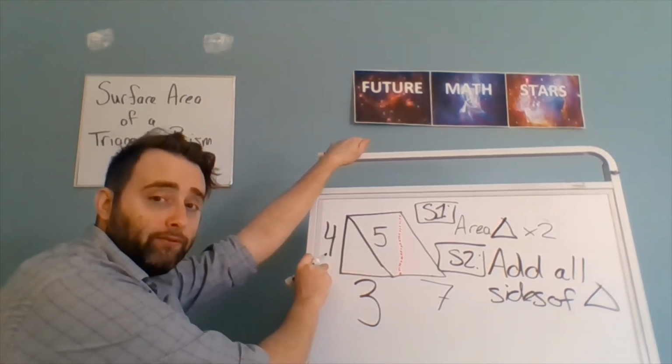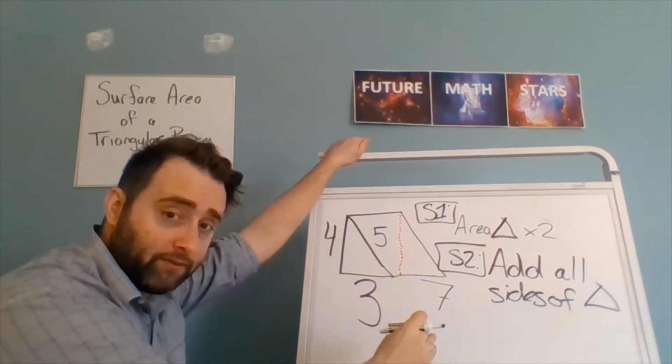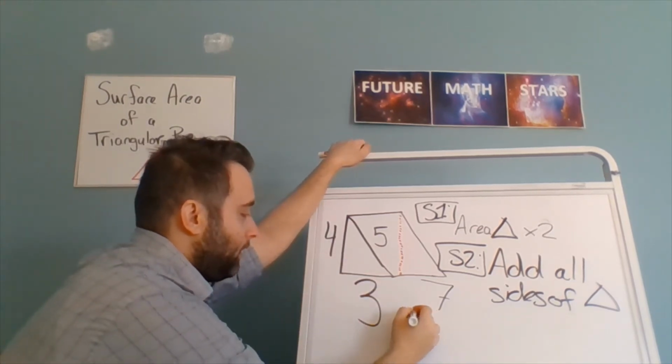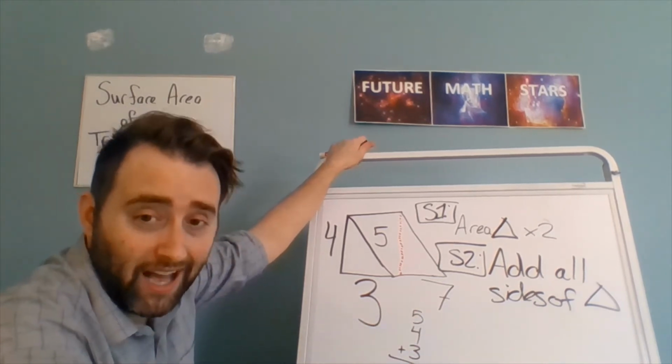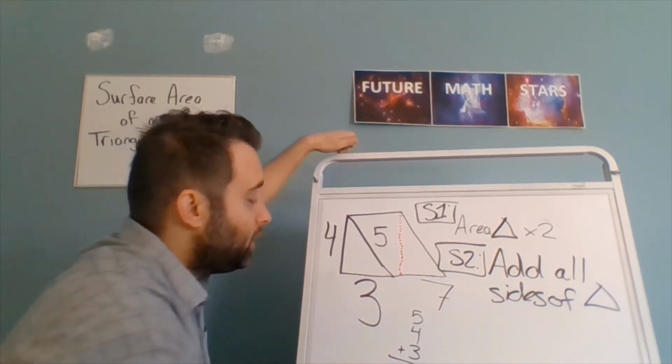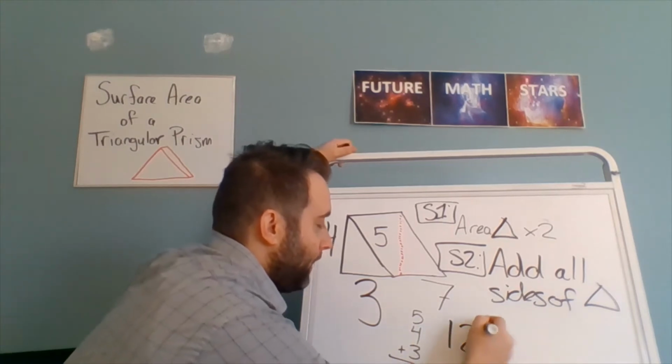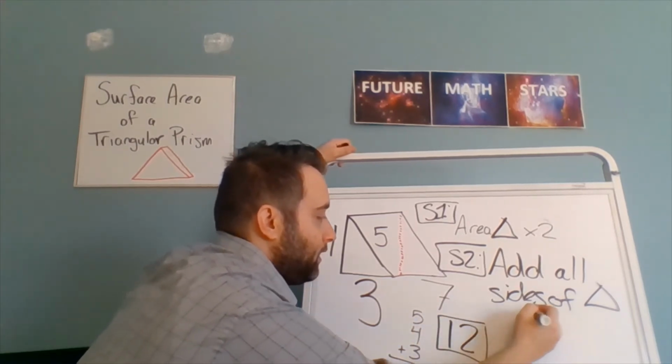Now, the bottom side of the triangle is a 3. The left side of the triangle is a 4. The slanted side is a 5. So, 5 plus 4 plus 3. 5 plus 4 is 9. 9 plus 3 is 12. So what we have here is 12.